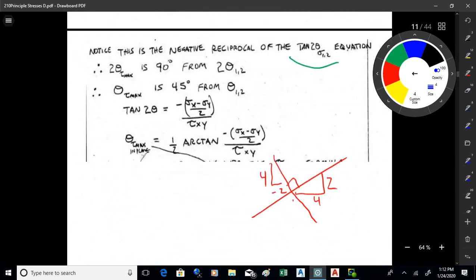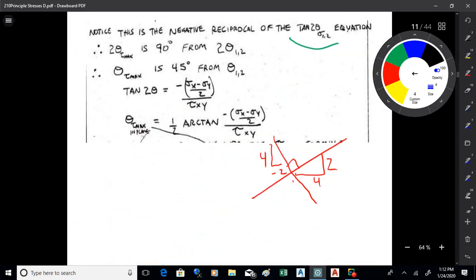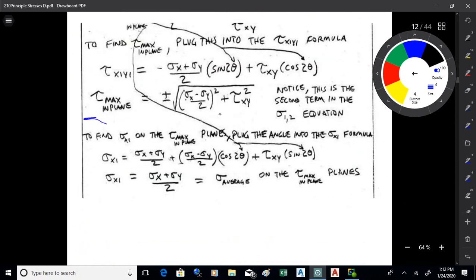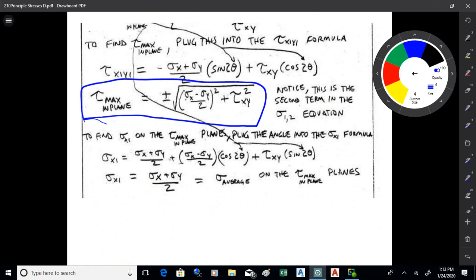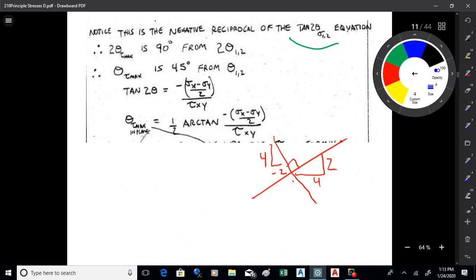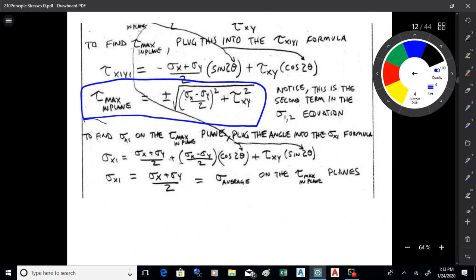If we take that angle and plug it into the shear formula, we get the maximum in-plane shear formula, tau max in plane. If you take that angle, the angle of tau max in plane, and plug it into the general normal stress formula, you'll find that the normal stress on that plane is sigma x plus sigma y over 2, which is the average normal stress.